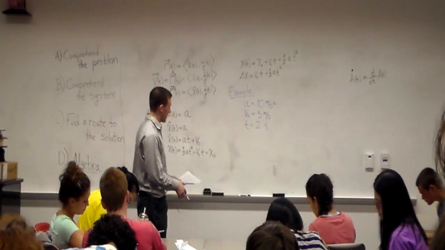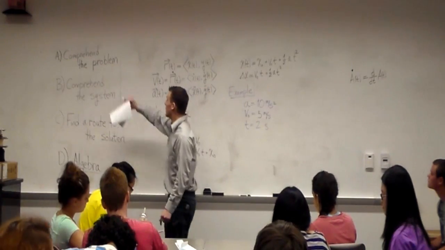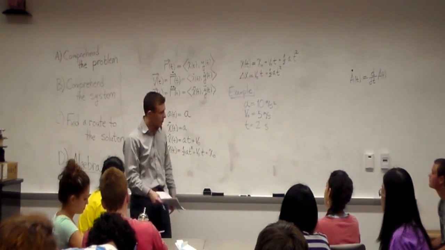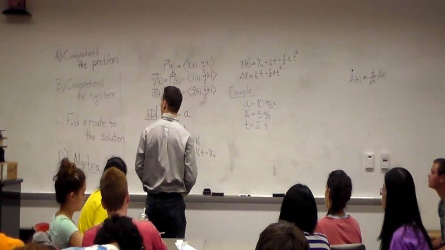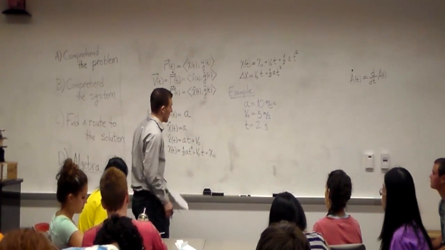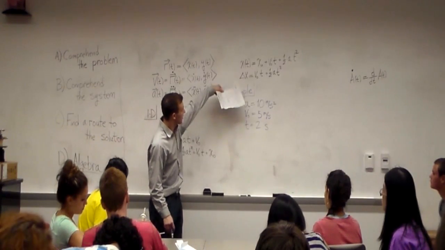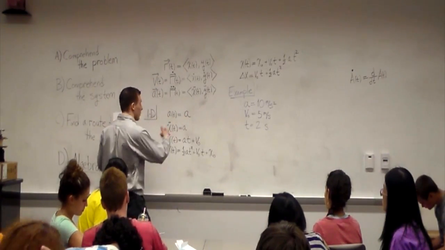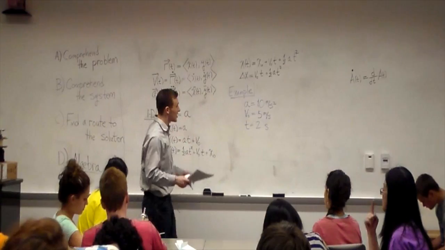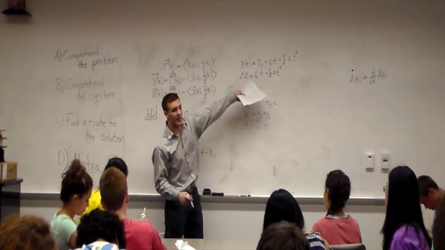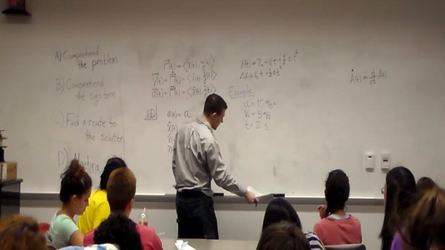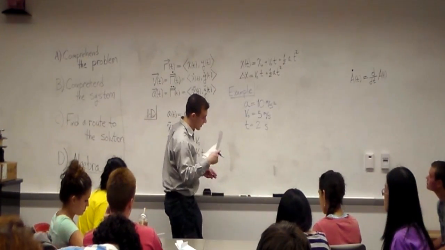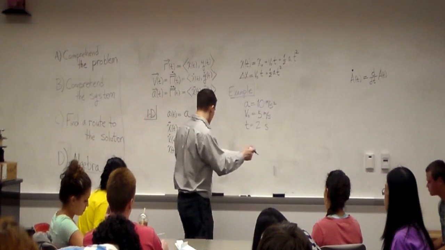So I say, all right, I understand the problem. What am I being asked for? I'm being asked for delta x, the displacement of the thing. The system is fine: constant acceleration, one-dimensional motion. So find the route to the solution. There is no route to the solution. It's just plug it into the equation that we know and understand. We associate this equation with one-dimensional motion under the influence of constant acceleration. And so we just plug it in.